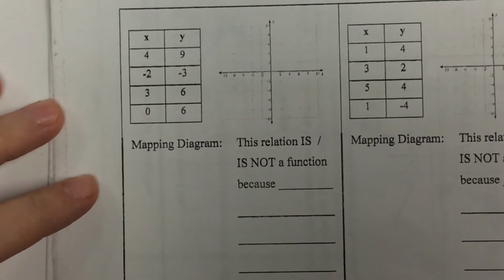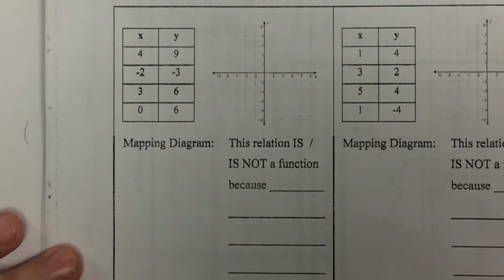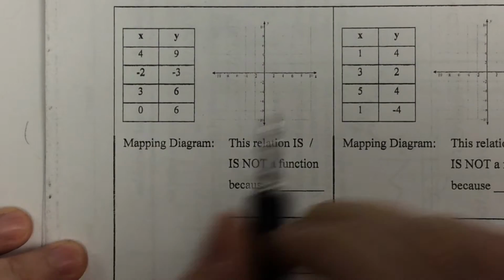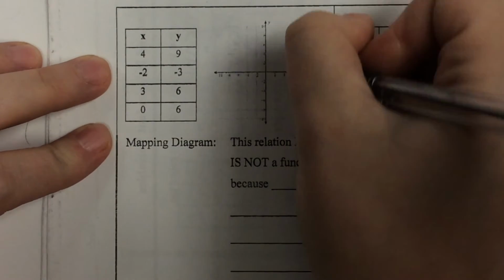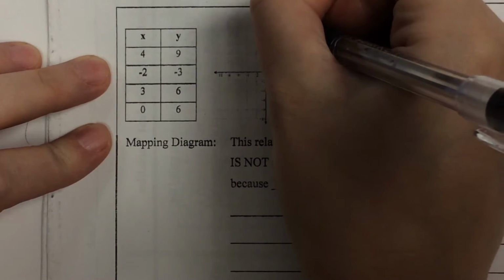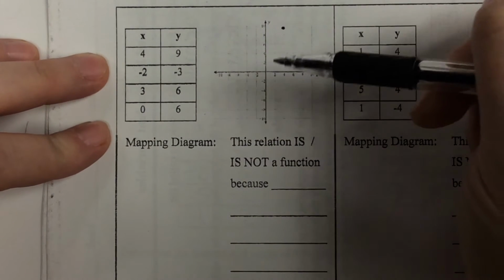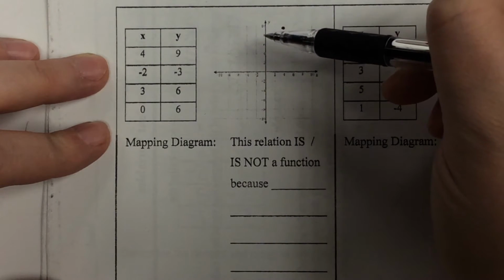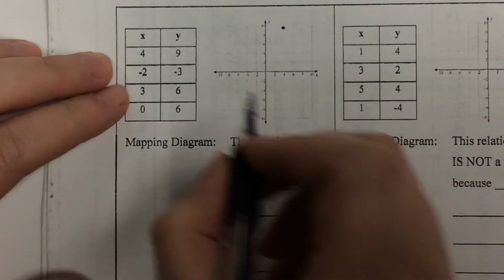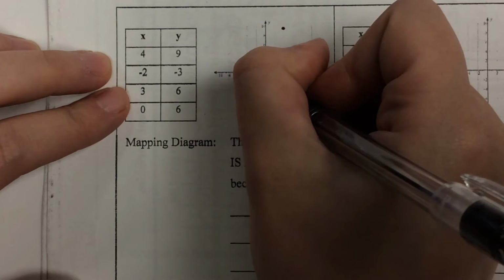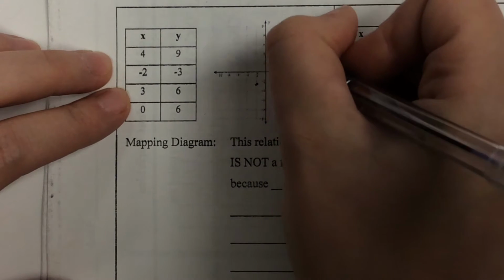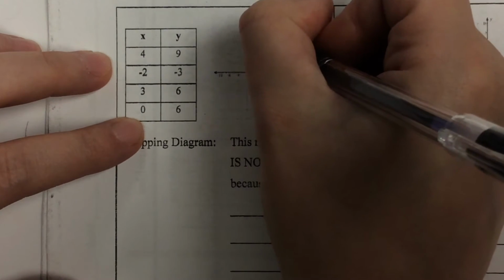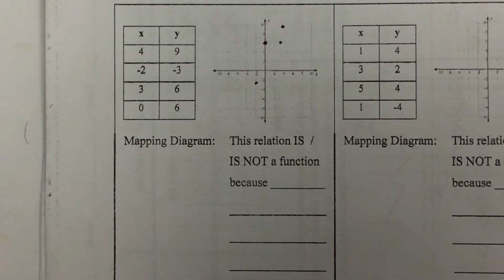Let's look over here at number 1. We've got a relation here with these ordered pairs. The first thing I'm going to do is plot these points. So we have 4, 9. On this graph, I want you to notice these go up by 2s. So when you're plotting 4, you'll have 4 here, and 9 is going to be here between 8 and 10. So be very, very careful. We have -2, -3, 3, 6, and 0, 6. Okay, so that's how we would plot our points.